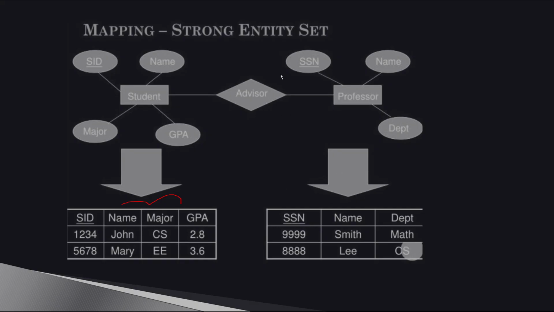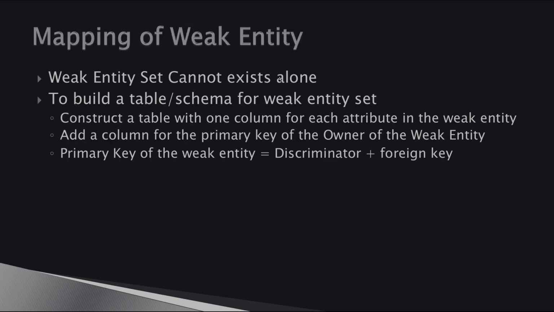columns. And then for the professor entity, same deal. You add the 3 attributes and make one of them the primary key according to whichever one was the primary key in the ER diagram. When it comes to weak entities, you're going to also make columns for every attribute of the weak entity.